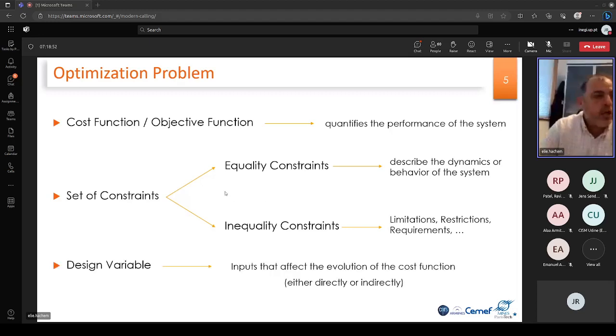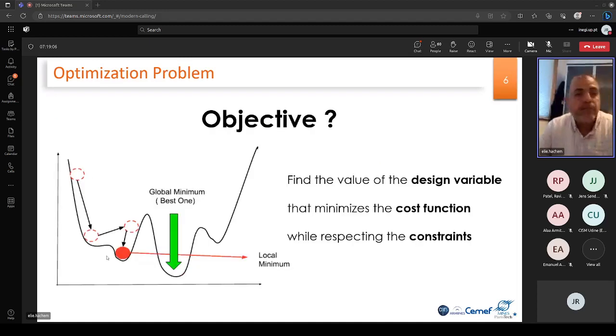And finally, you need to talk about the design variables. What are the inputs that affect the evolution of the cost function? So now the question from a mathematical point of view is to combine the three definitions that you have here and say, find the value of the design variable that minimizes the cost function while respecting the constraints. And you know that you can find some local minimum in your problem, or if you push forward, maybe you can find your global minimum.